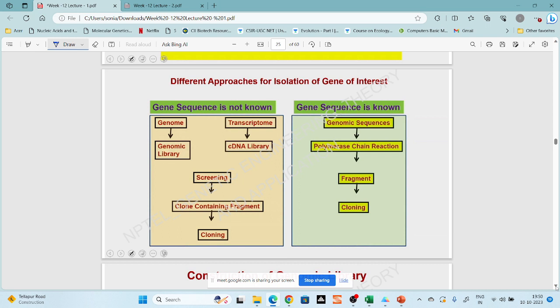I'll just set up a PCR, and then I will isolate that gene of interest. I will amplify it. How will I do that? I know the gene sequence. I know that this is my gene sequence from the whole genome.